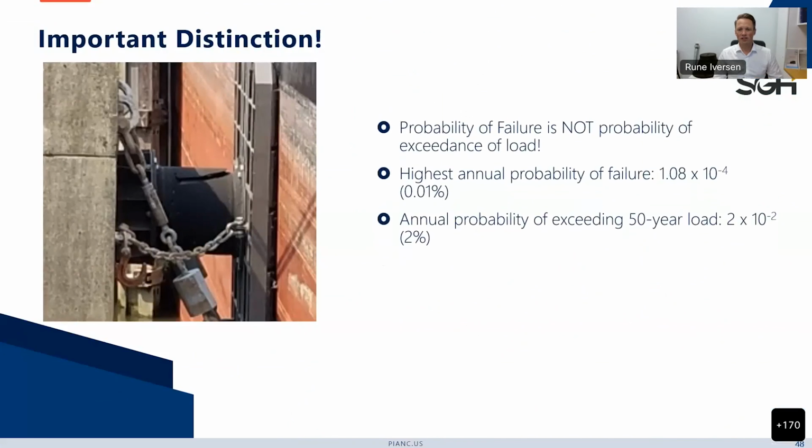One more important distinction is that probability of failure of a structure is not a probability of exceedance of load. Those are two very different things. So the highest acceptable annual probability of failure that we have is 1.08 times 10 to the minus 4, so about 0.01%. Annual probability of exceeding a 50-year load is about 2%. And so those are two very different things. So it's important to remember that if you exceed your load, it doesn't necessarily mean that your fender system will fail.